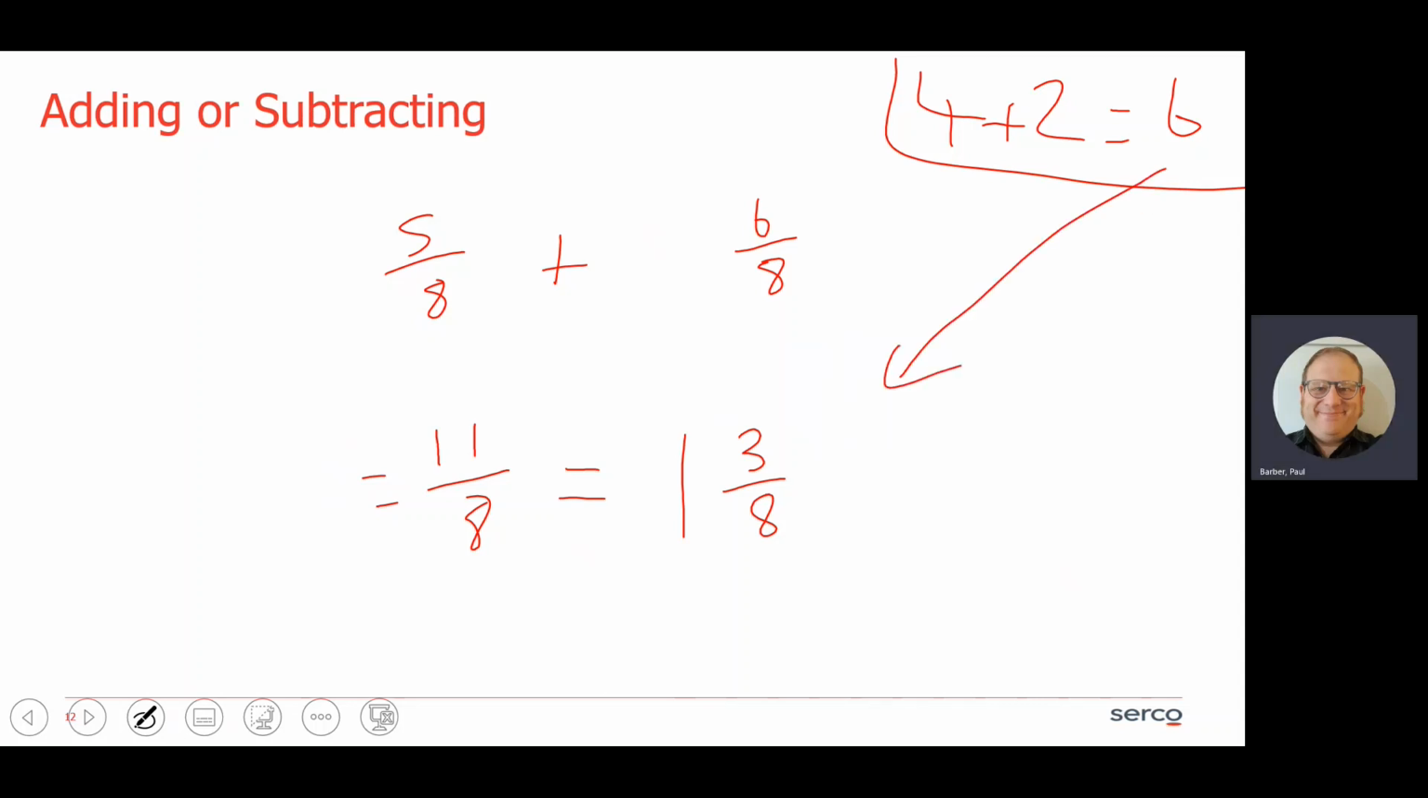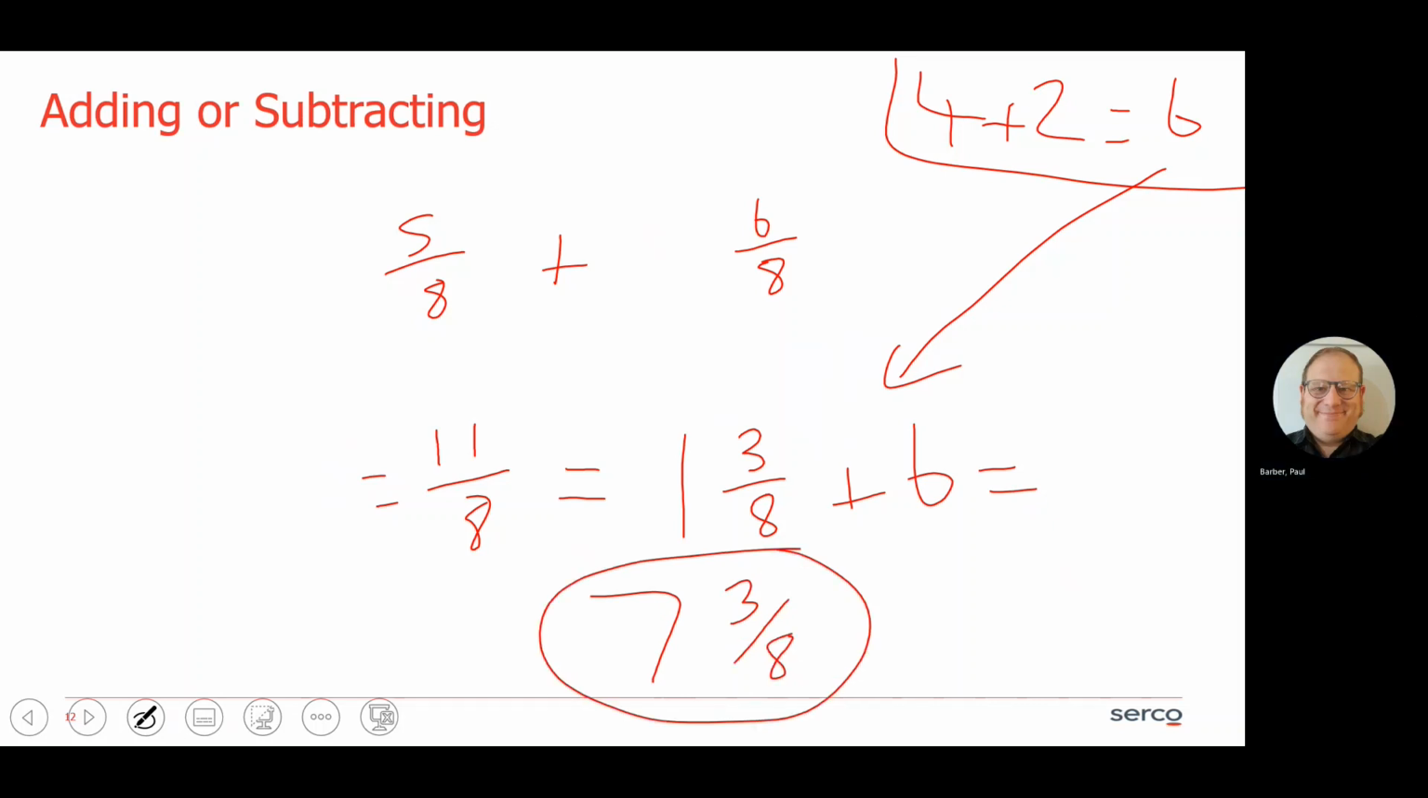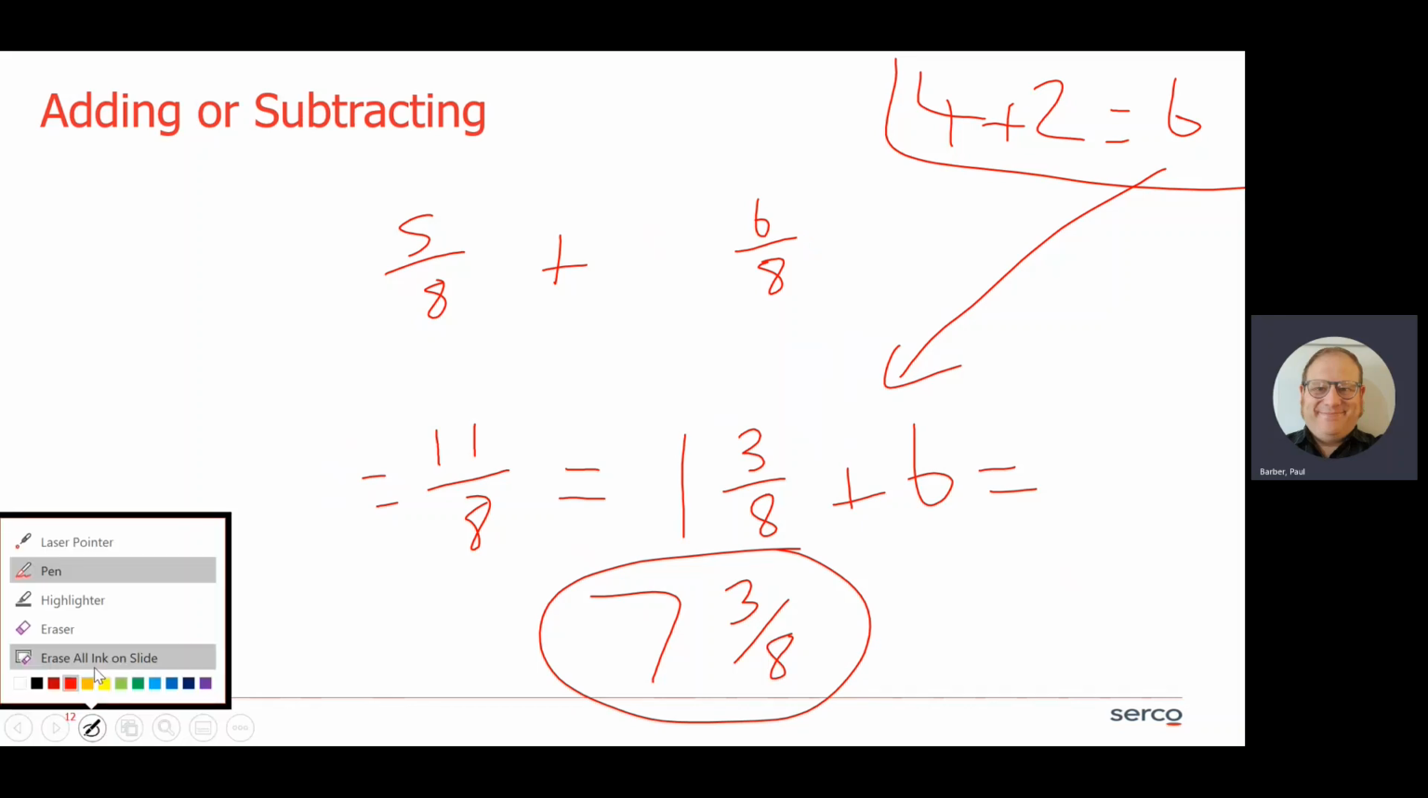We need to remember we had our 6 up here, so let's put that back in as well and add that in, which gives us a final answer of 7 and 3 8s, which is the final answer for our calculation. So if I show you that in steps, let's just get rid of the writing on the screen.